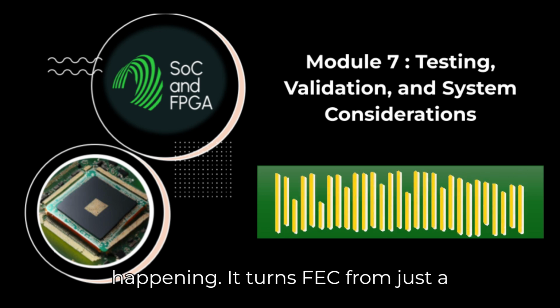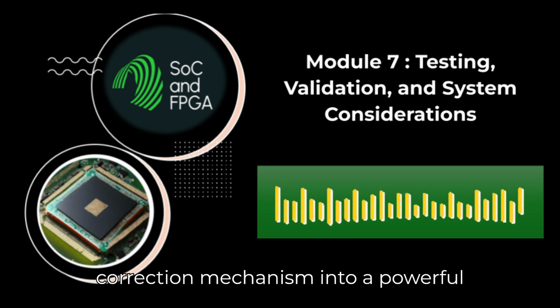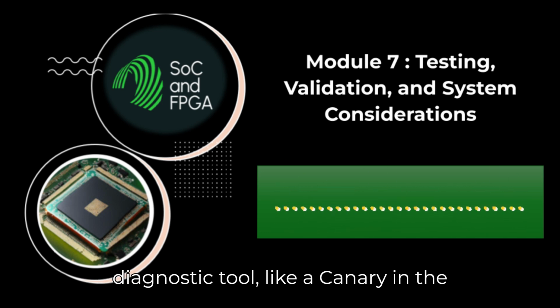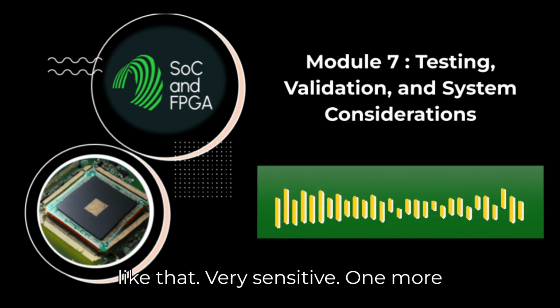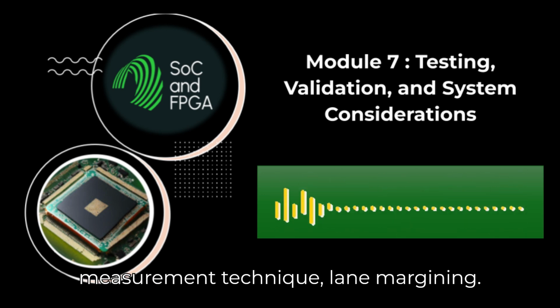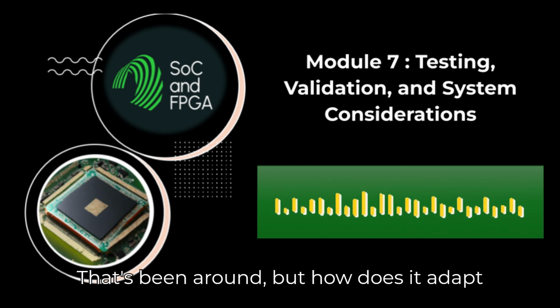It turns FEC from just a correction mechanism into a powerful diagnostic tool. Like a canary in the coal mine for signal integrity. Exactly like that. Very sensitive. One more measurement technique, lane margining. That's been around, but how does it adapt to PAM4?